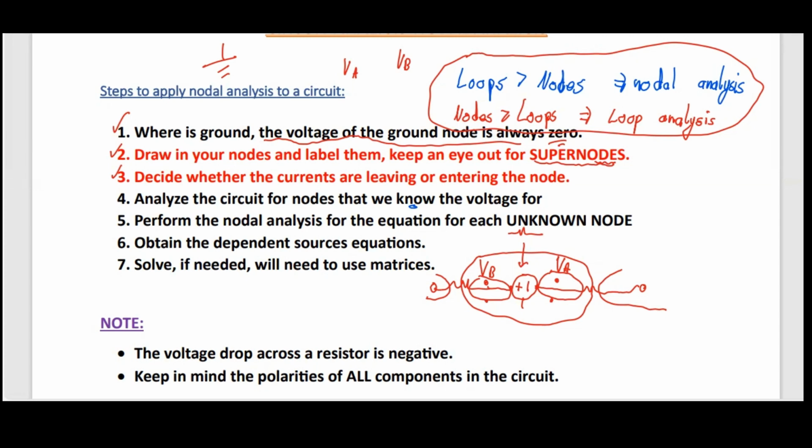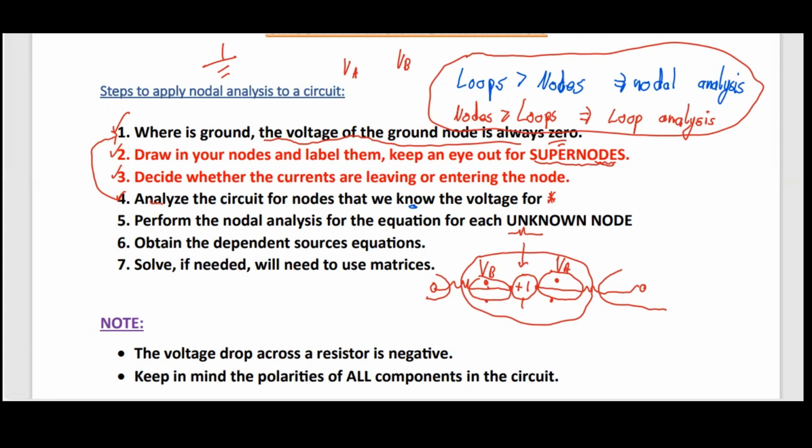So let's take it for now. In the fourth step, you analyze the circuit for the nodes that we know the voltage for. This will come in handy. This and number one are kind of similar. You need to analyze the circuit to look for nodes that we know the voltage for.